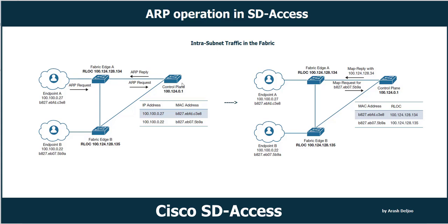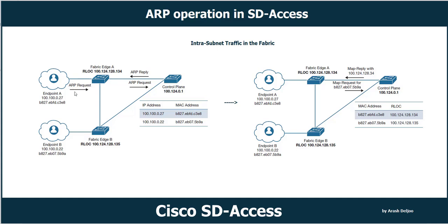And here we have the control plane node. As you can see, if the destination endpoint is in the Cisco SD-Access fabric and in the same subnet as the source endpoint, it means we have intra-subnet traffic. And here we have these steps.